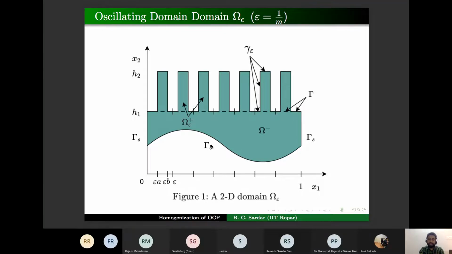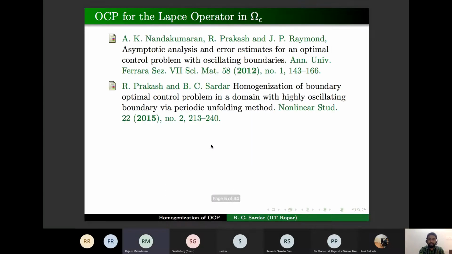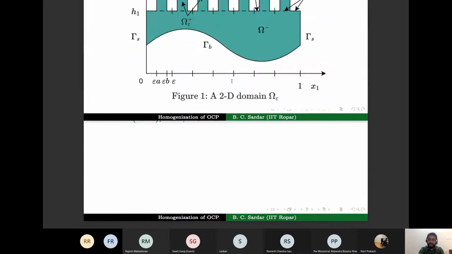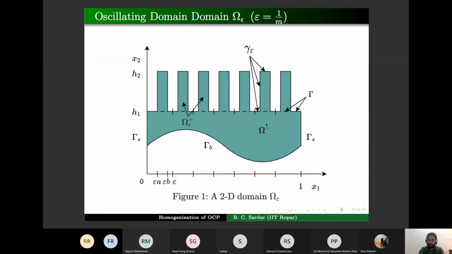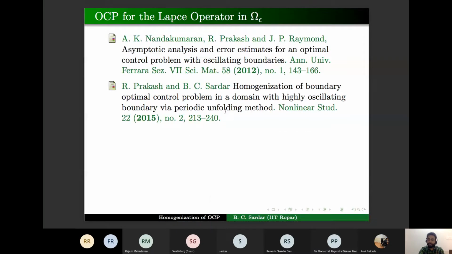First, I looked at a few studies regarding the optimal control problem corresponding to the Laplace operator. In the first two references, we discuss optimal control problems for the Laplace operator where the controls act on the fixed part of the domain. One is a boundary control problem on gamma b, and in the other the control is away from the oscillating part, that is, away from omega epsilon plus.